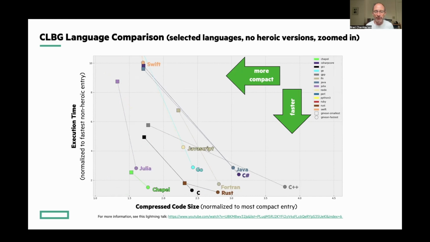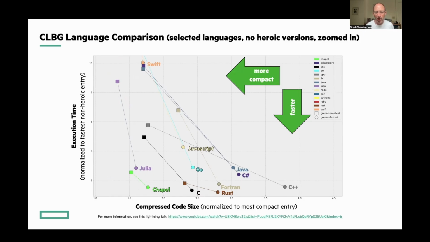And you can see that things like C and Rust and C++ are the fastest languages, but you can see that Chapel's quite competitive with them, yet with code that is much more compact than them. So again, this is an indicator that maybe Chapel is succeeding at having code that is both compact and fast.